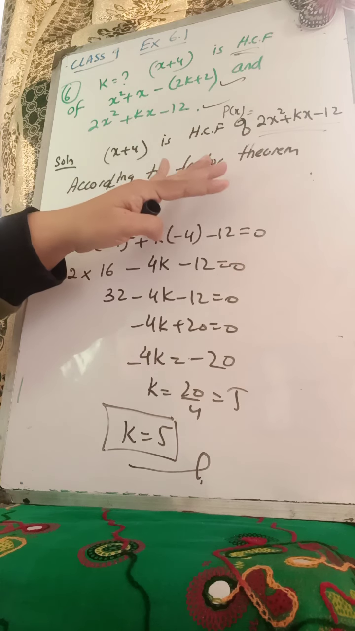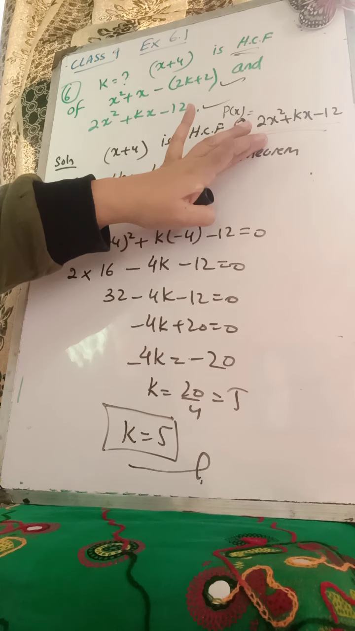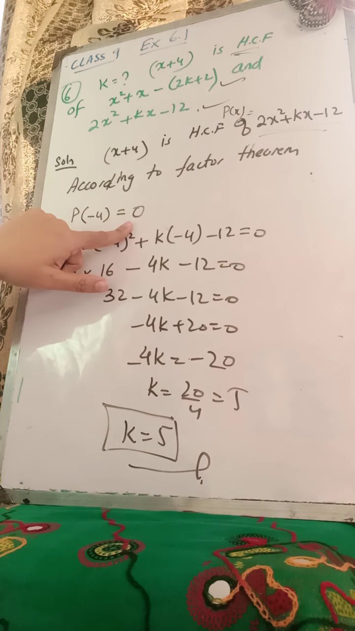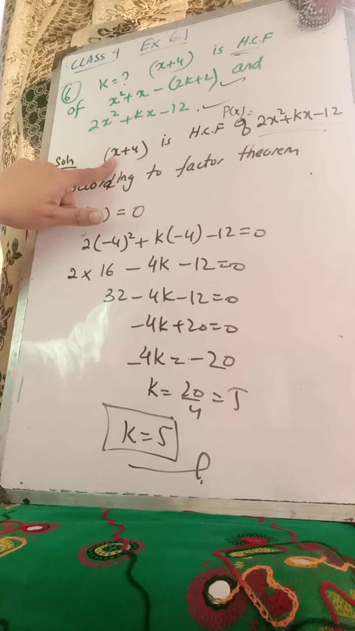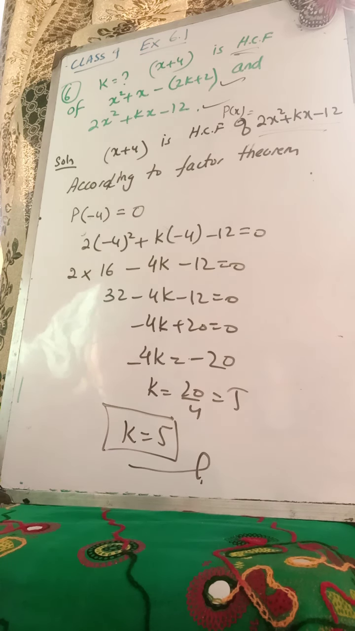If it is a highest common factor, it means it is a factor, and we know that whenever a linear expression is a factor of the polynomial, then from that we can take a. In this case a is negative 4, so p of negative 4 must be equal to 0 if x plus 4 is a factor of the given polynomial. We used this fact and found the value of k, and this completes the solution of question number 6. Now let's move to question number 7.